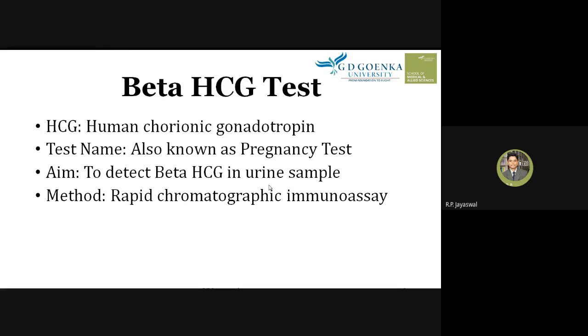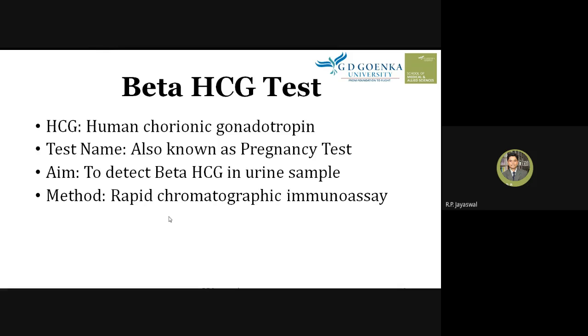And the method is based on rapid chromatographic immunoassay. Earlier, so many tests we have discussed, so many tests we have learned, and those tests were based on ELISA. This is the only test we are going to study which is based on the rapid chromatographic immunoassay. We have used the term rapid because it can give the result very rapidly. Means very soon you will get the result.